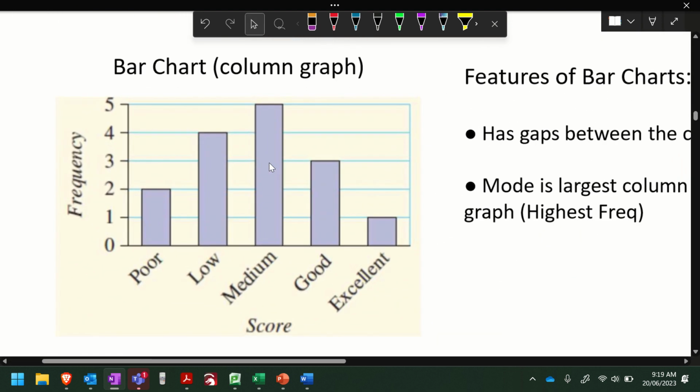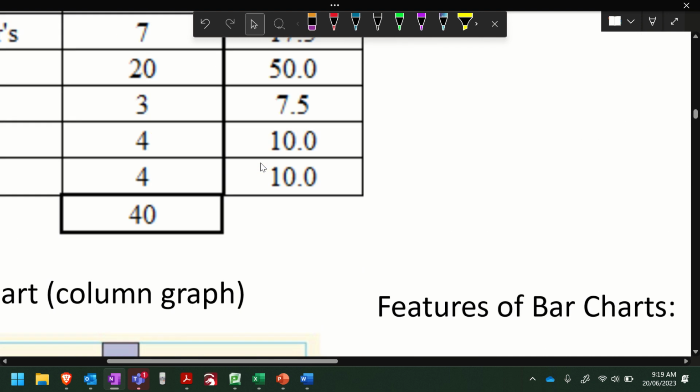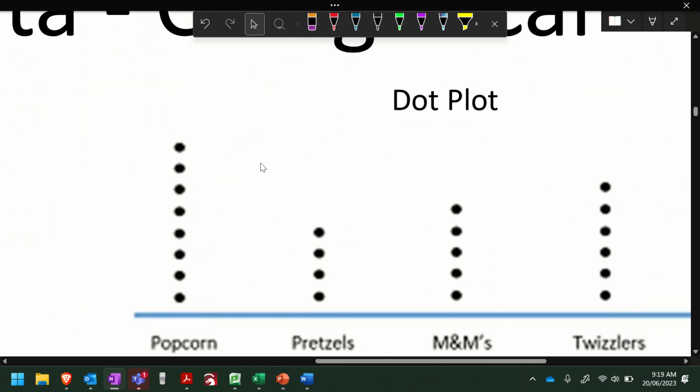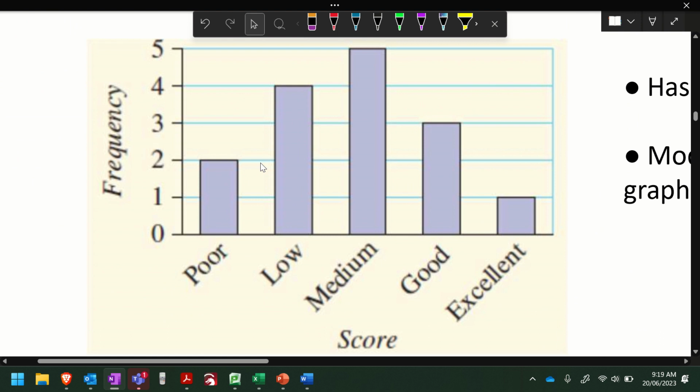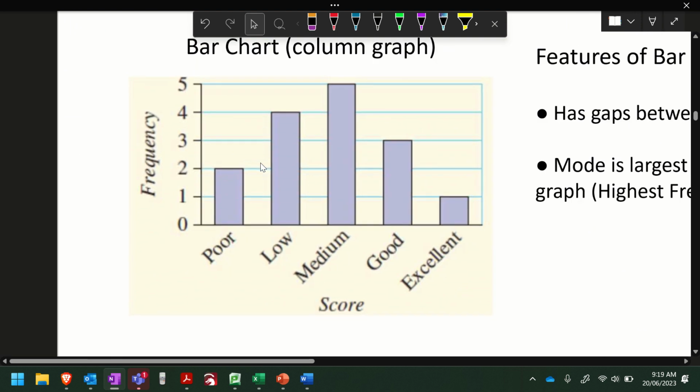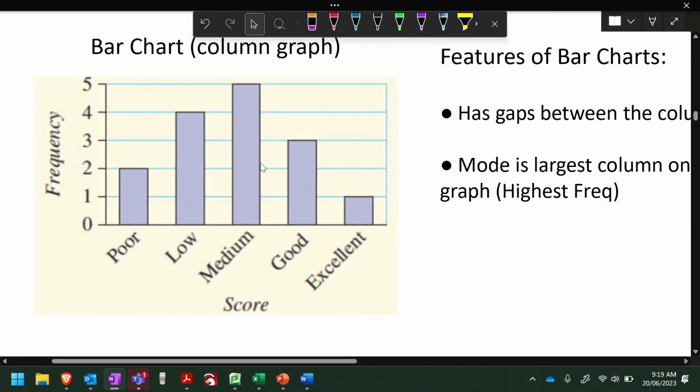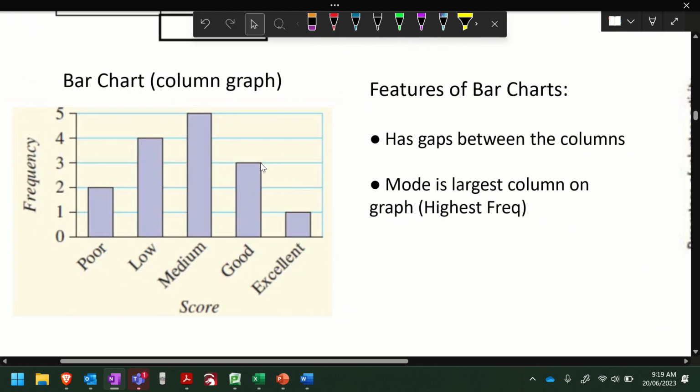Bar charts, or we can also call them column graphs. They're actually kind of similar to dot plots, but they're in the form of a bar this time. It's probably the easiest one to get. The cool thing with bar charts, and you just need to make sure you understand this, is notice how there are gaps in between them. There have to be gaps, whereas with histograms, it's a bit different.